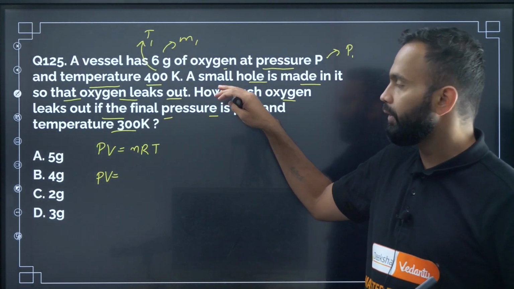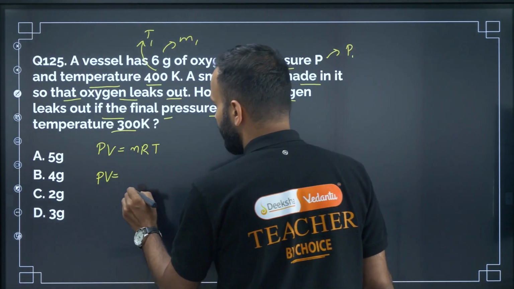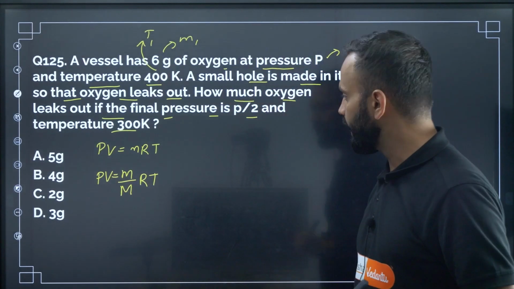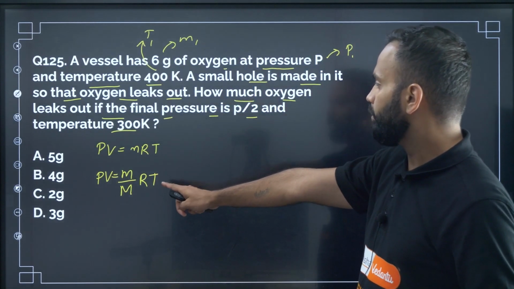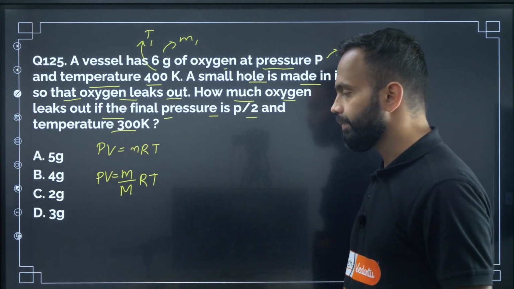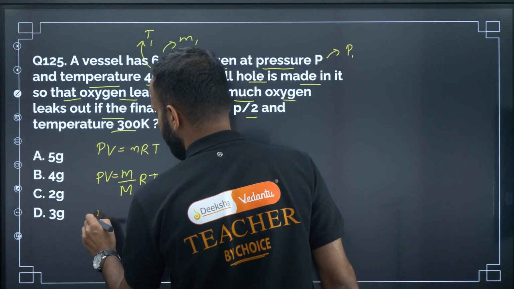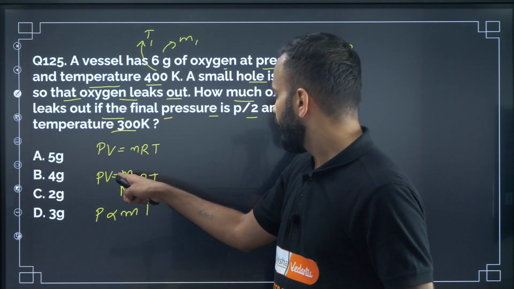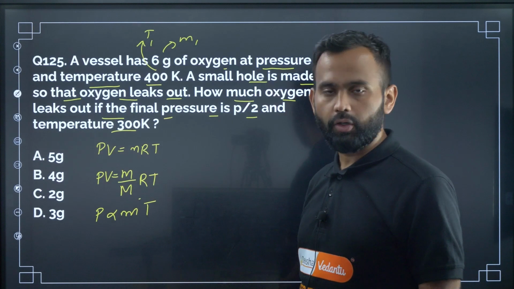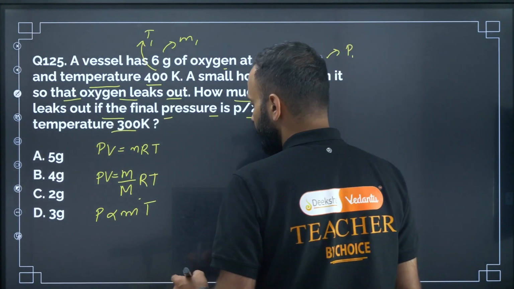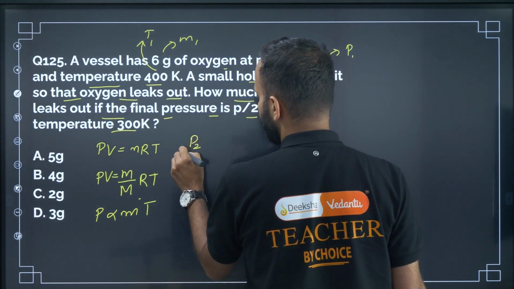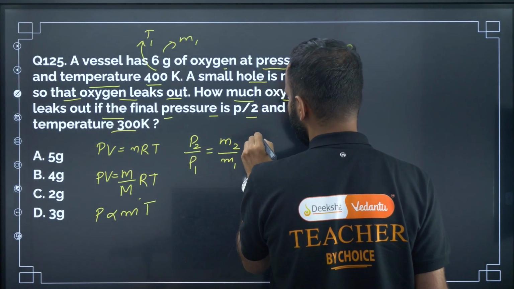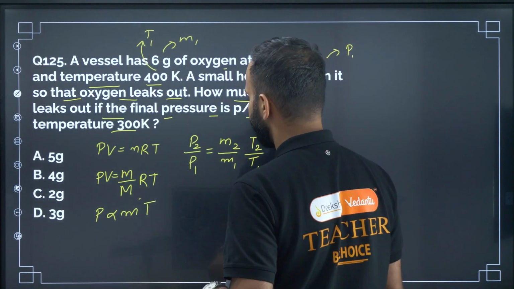So now PV is equal to n, the number of moles, right? Number of moles is mass of the given gas divided by molar mass of that gas. PV equal to small m by capital M into R into T, right? So pressure P is directly proportional to small m into T, since V, capital M and R are constant. Now P2 divided by P1 is equal to M2 divided by M1 into T2 by T1, right?